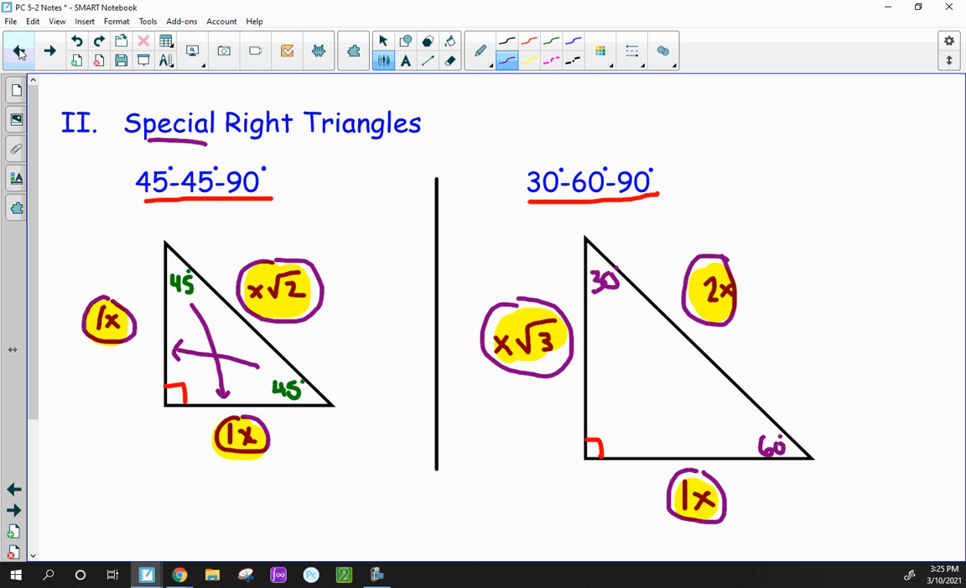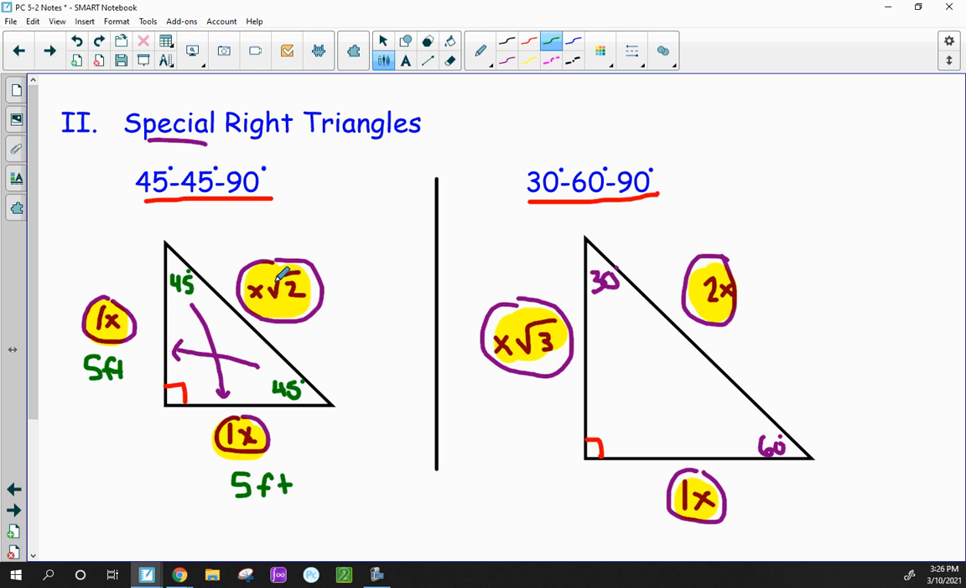Okay, so here's how this is going to work. Let me use these pictures. Let's say you had a 5 here, and it's 5 feet. If it's a 45, 45, 90 triangle, and this is 5 feet, then this side is also going to be 5 feet, just because 1x is equal to 1x.